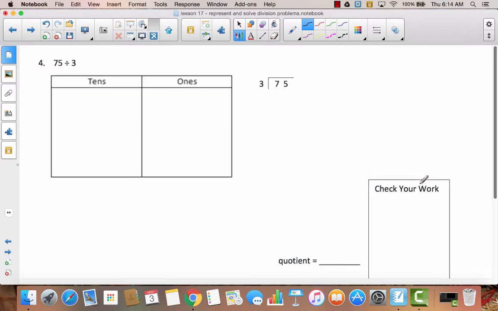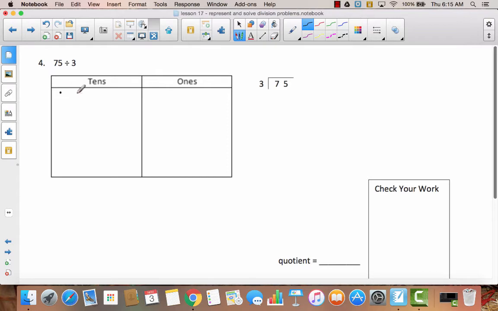All right, let's take a look at number 4. So this time we're going to do 75 divided by 3, okay? I'm going to go ahead and walk through this problem, but if you feel like you can do this one all by yourself, go ahead and pause the video and try to do it by yourself and then come back and check along with me. All right, so if you want to stay with me, we'll do this one together.